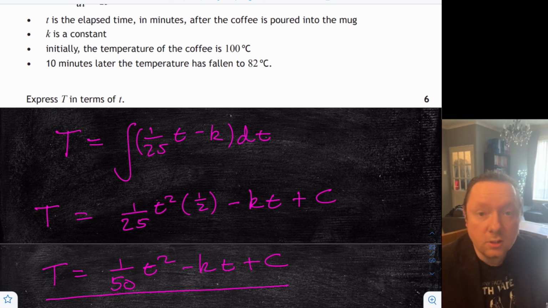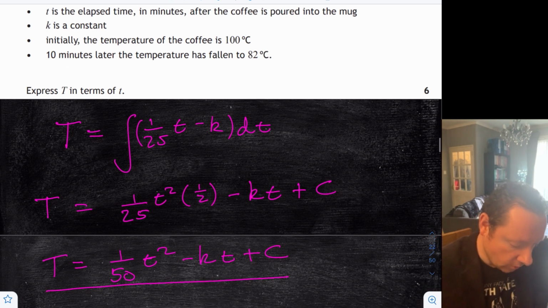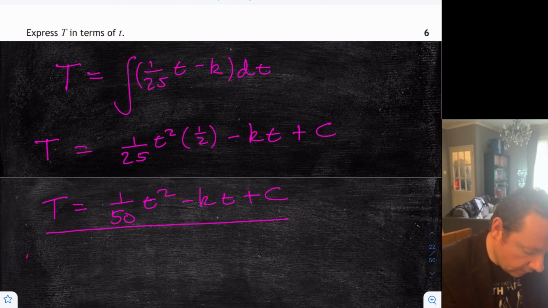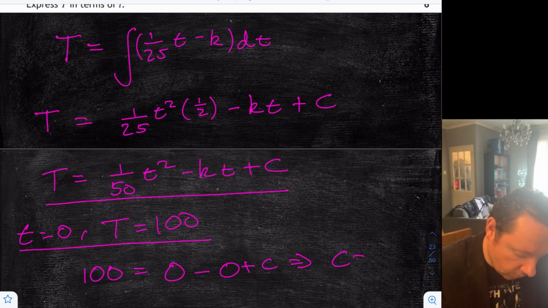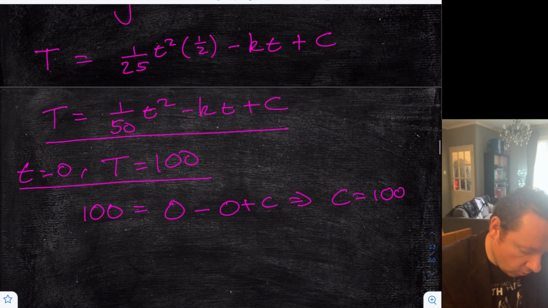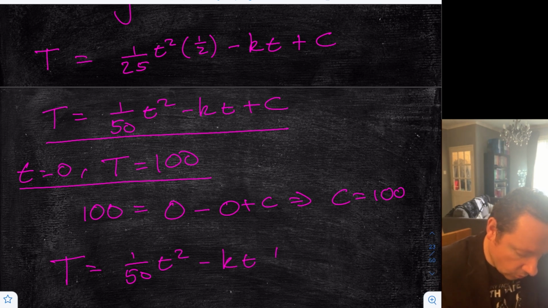So, first step, we know that initially, when t is 0, the temperature is 100. So we can say that when t equals 0, big T equals 100. Subbing all that in, we get 100 equals 0 minus 0 plus c. In other words, c equals 100. So we've now got T equals 1/50th of t squared minus kt plus 100.